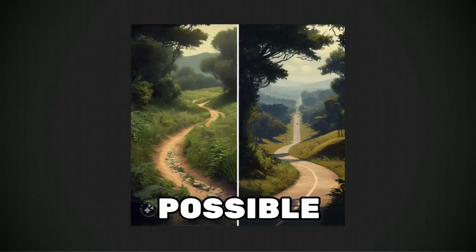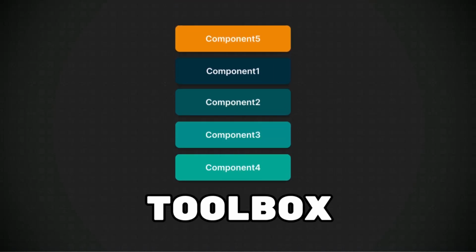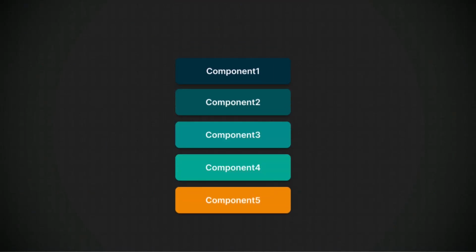There are only two possible ways. Either I assign the toolbox to any component and other components will access it from its neighbor components. Like if I give it to component 1 and component 5 needs it, now component 1 has to hand it over to component 2 and 2 is gonna hand it over to component 3 and so on.